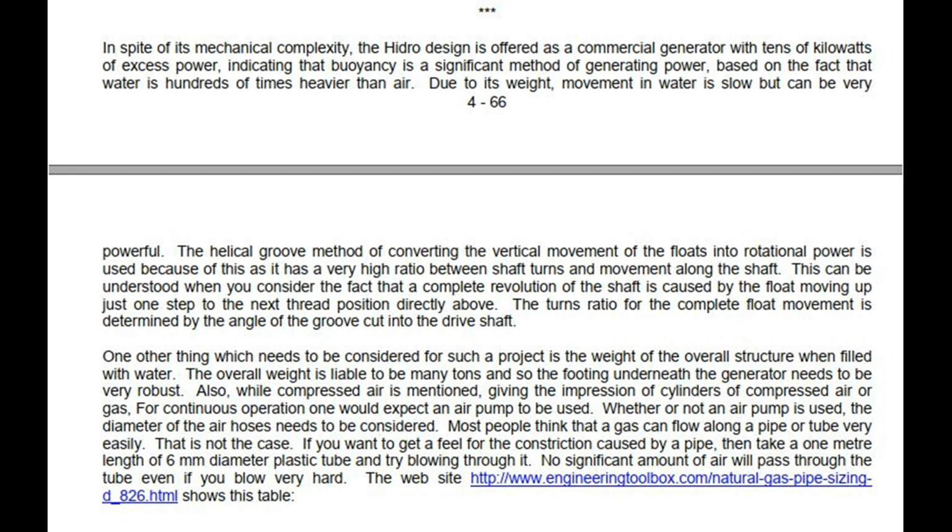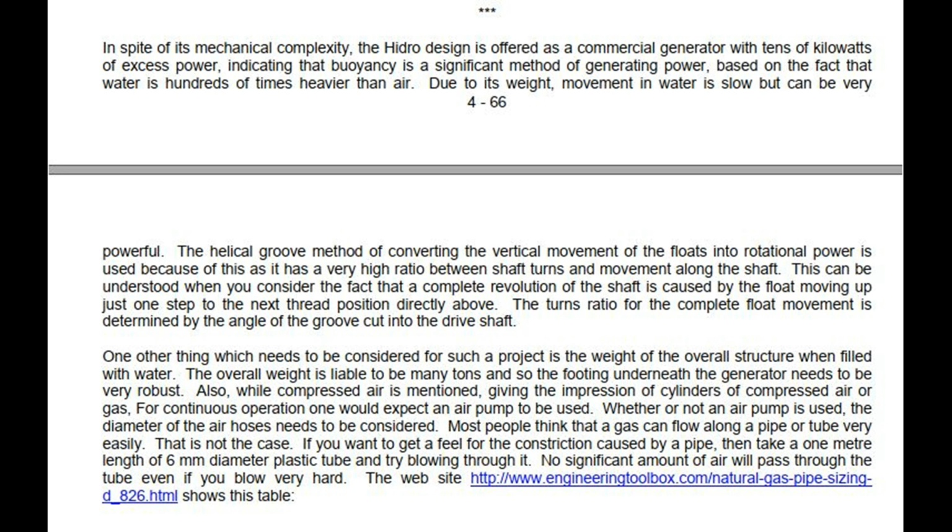Also, while compressed air is mentioned, giving the impression of cylinders of compressed air or gas, for continuous operation one would expect an air pump to be used. Whether or not an air pump is used, the diameter of the air hoses needs to be considered. Most people think that a gas can flow along a pipe or tube very easily. That is not the case.